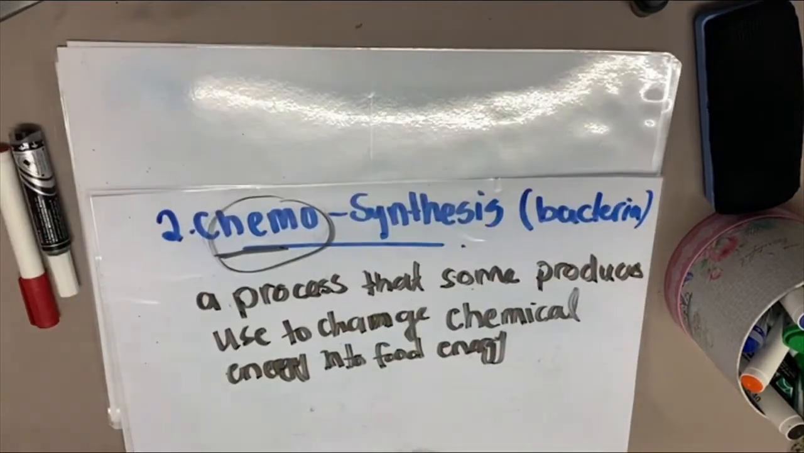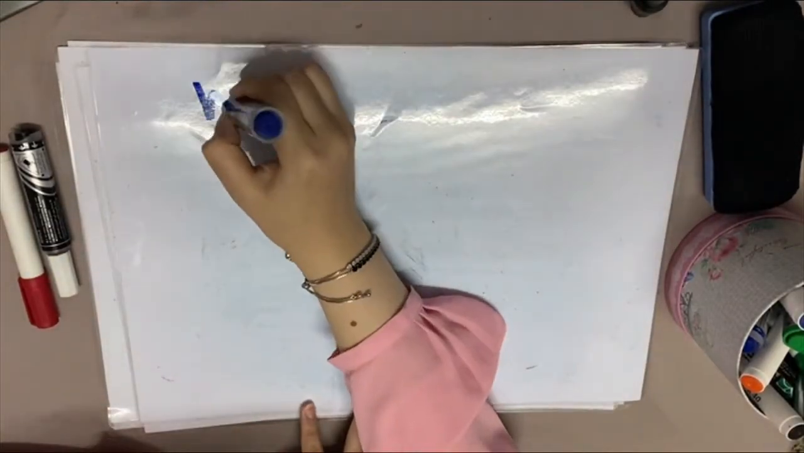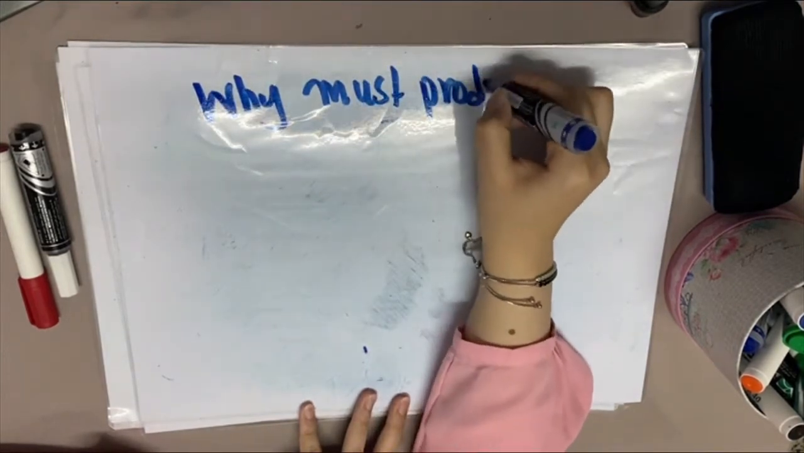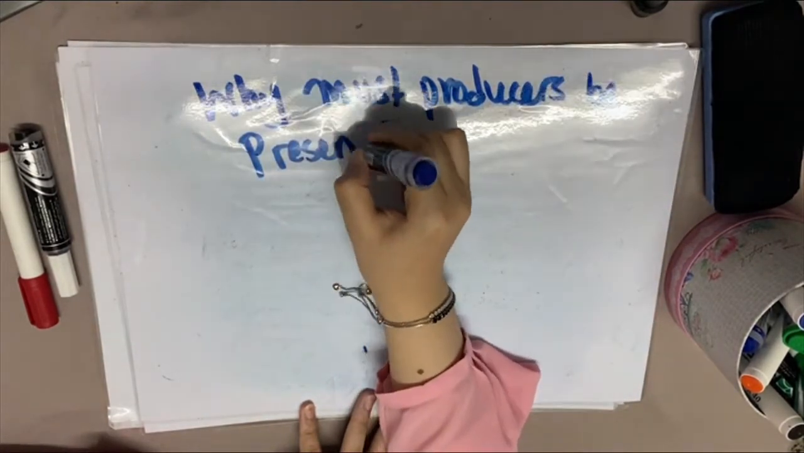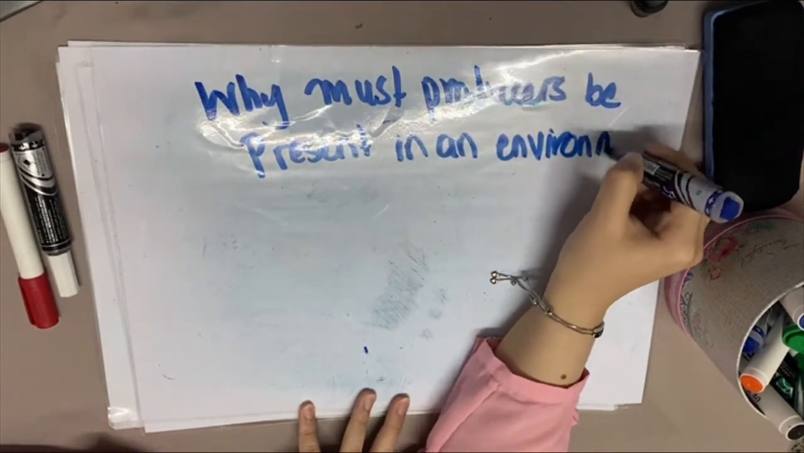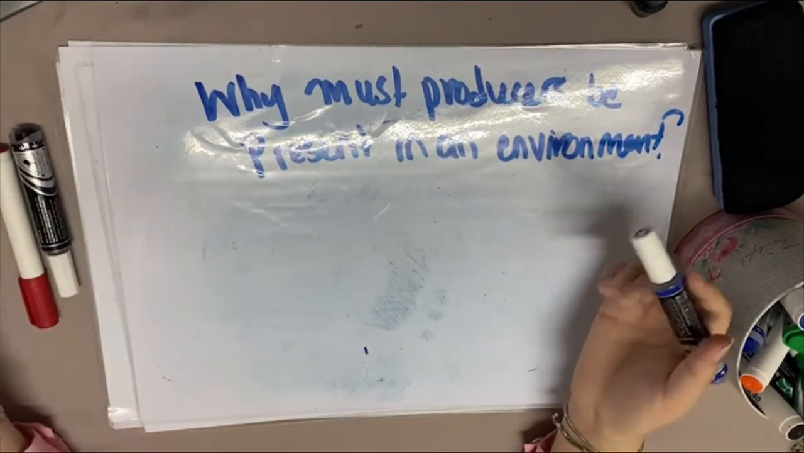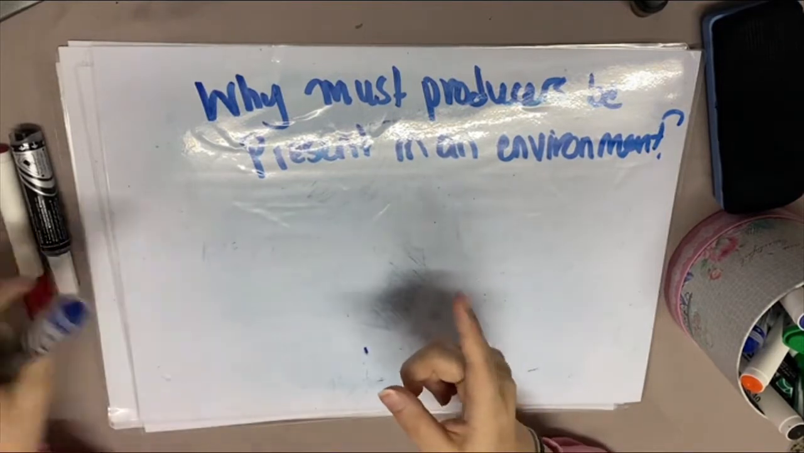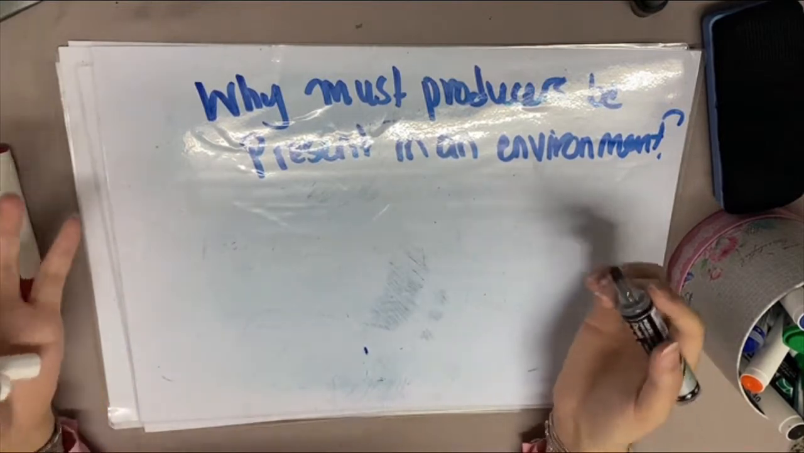Before moving on to consumers, let's ask ourselves a question. Why must producers be present in an environment? It's a very important question we should ask ourselves. Why do we need producers? We can simply have consumers and that's it. Well, what makes the world actually exist are producers.